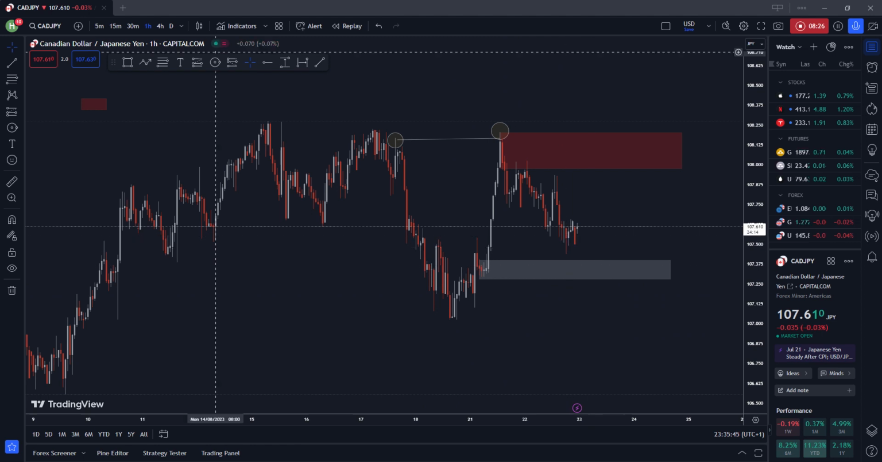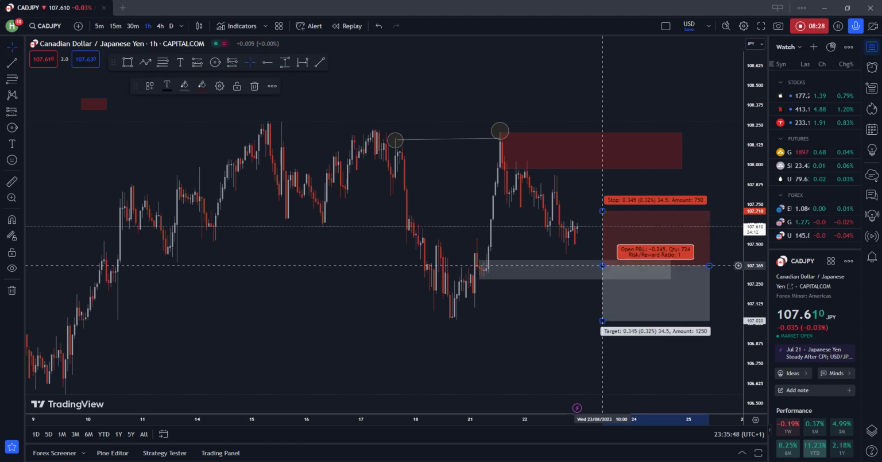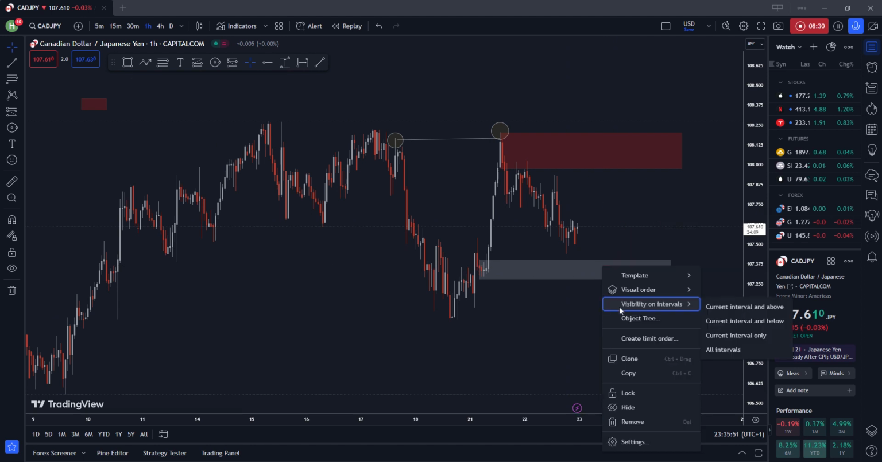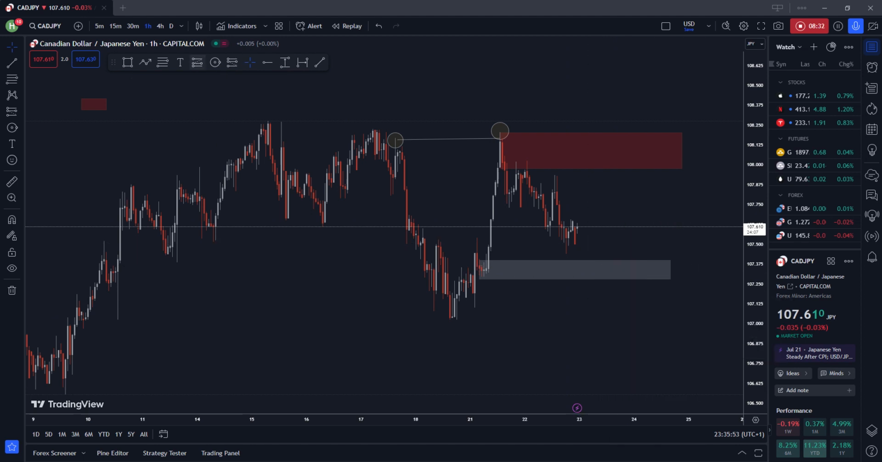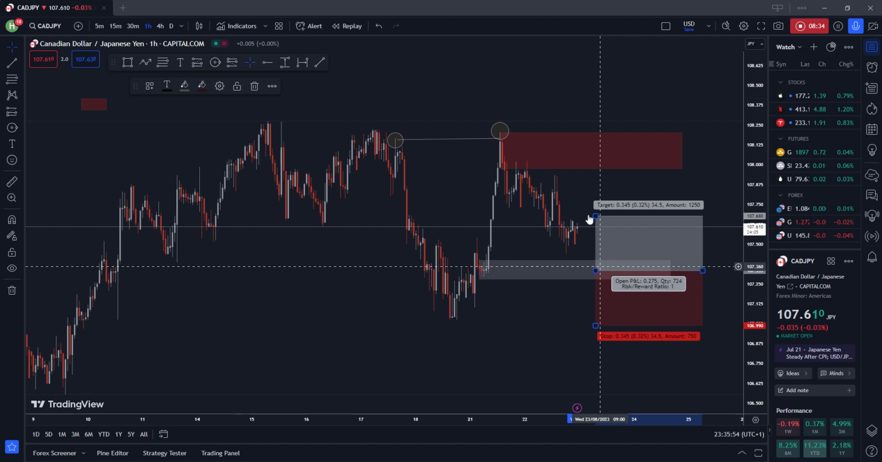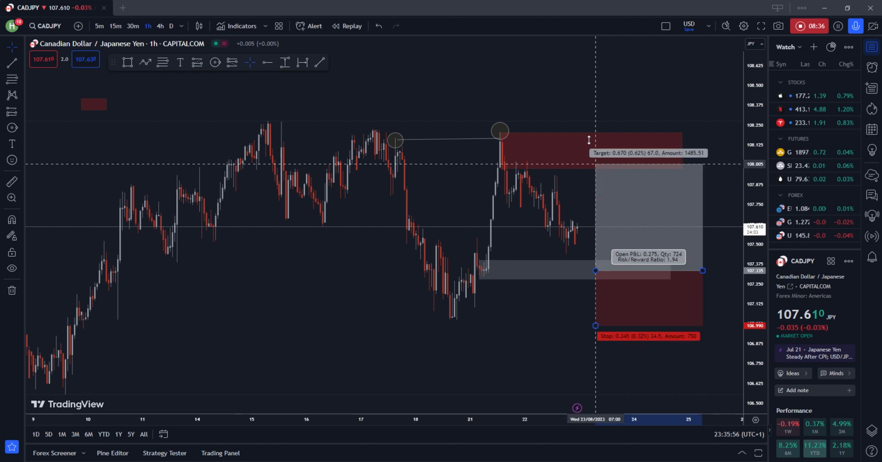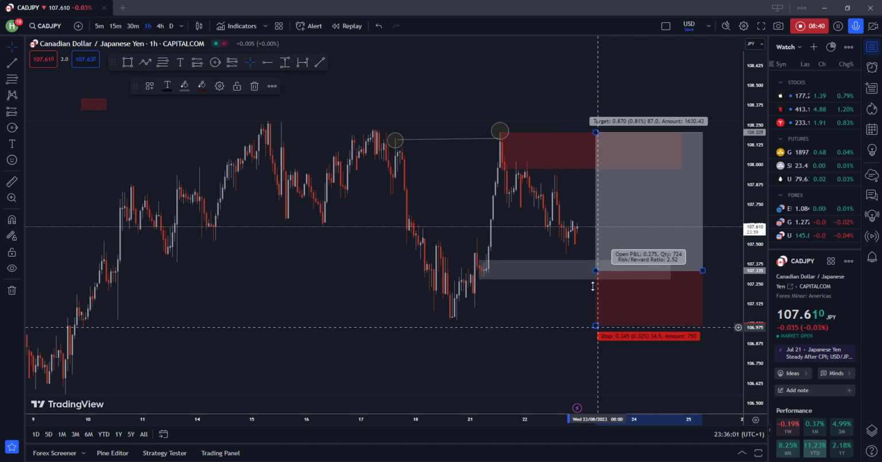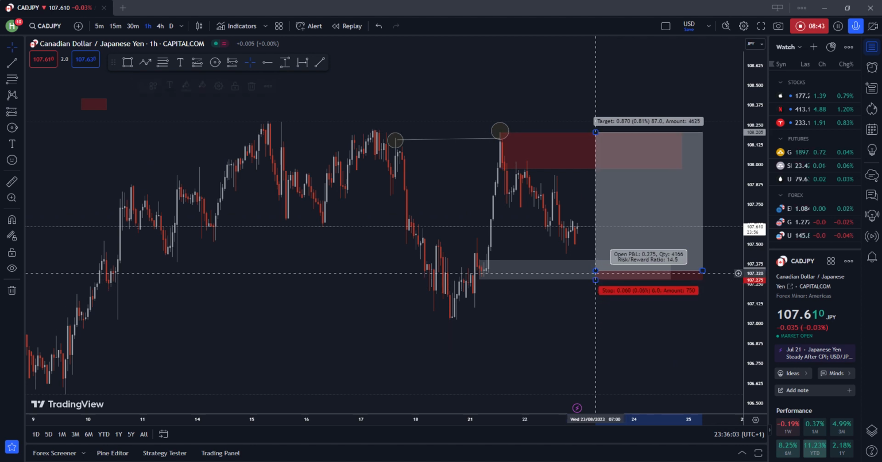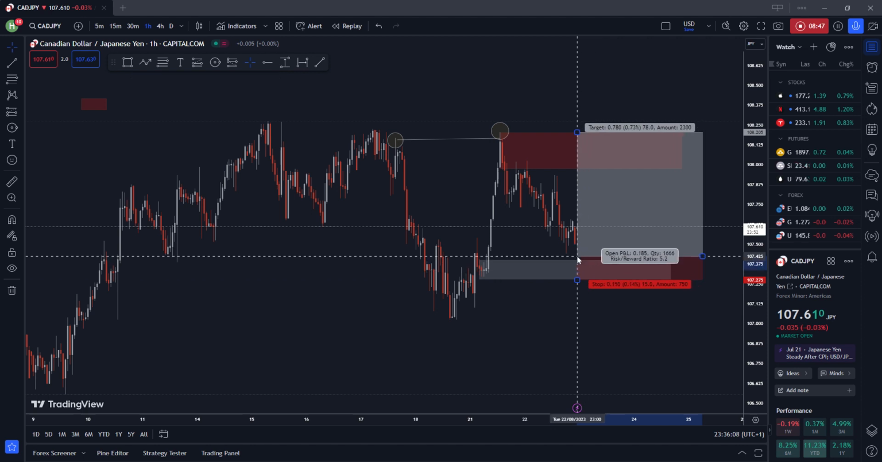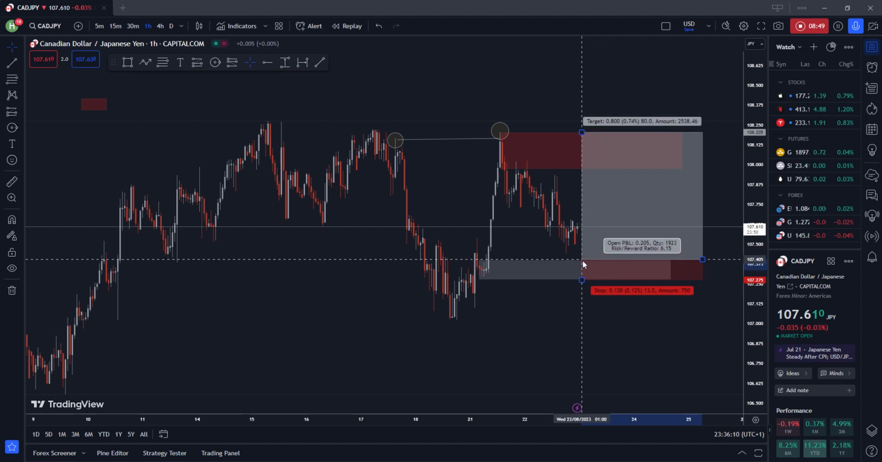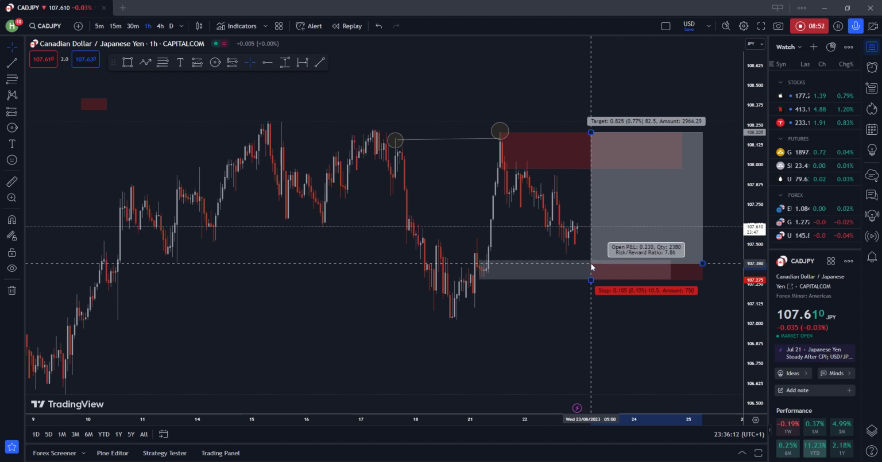And if we mark out, let's say we are targeting this area over here, and set the stop loss to the bottom of the demand zone. We would like to enter off either the London or the New York open.